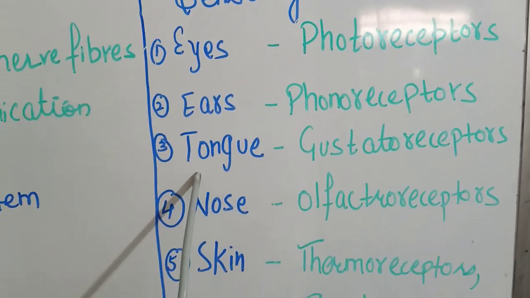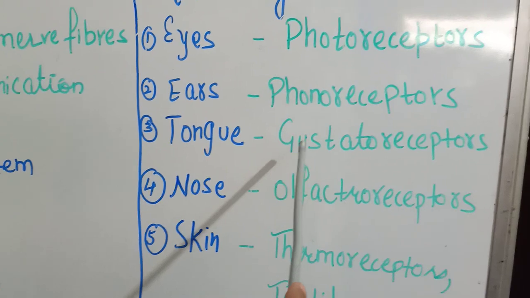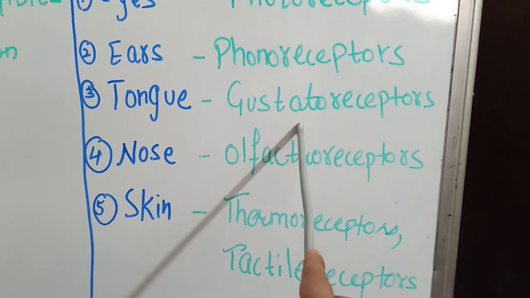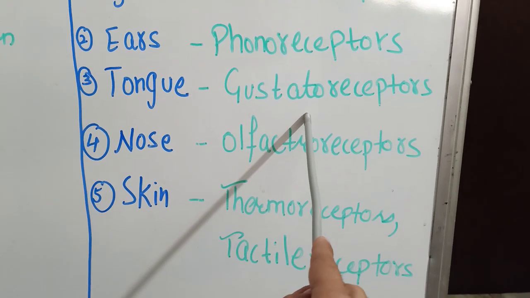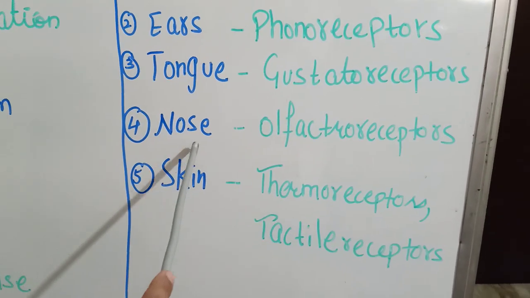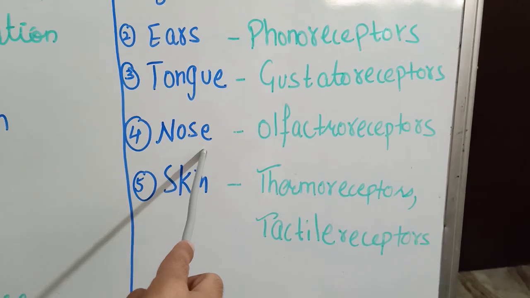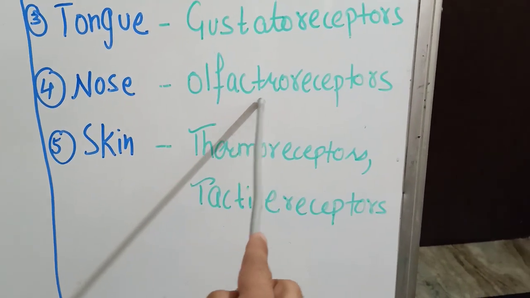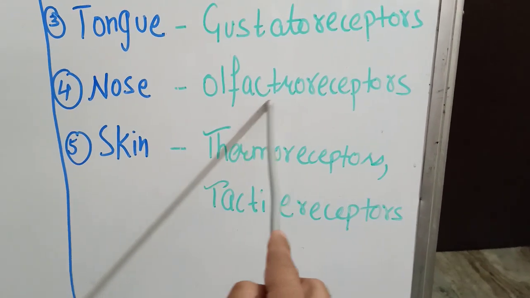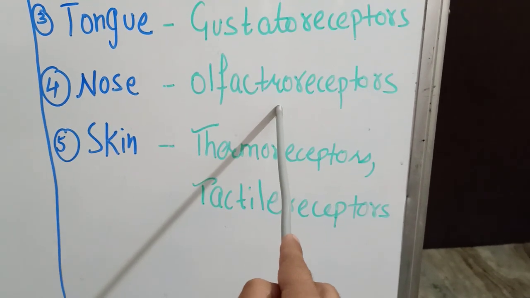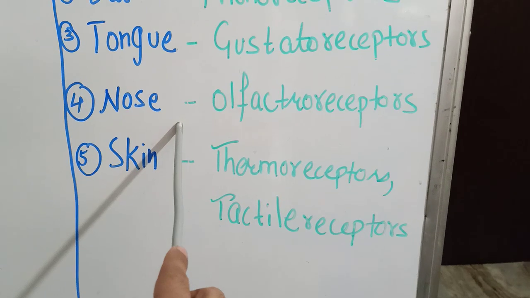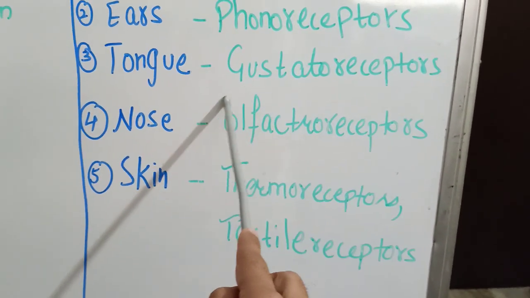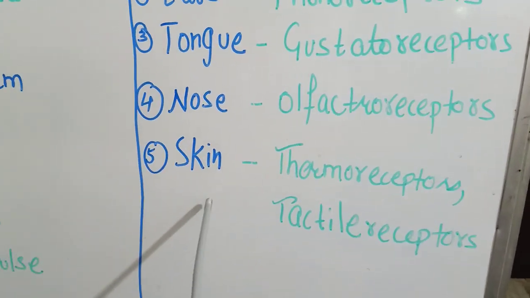The next type is the tongue. Tongue receptors are also known as gustatoreceptors, as they receive the stimuli regarding taste. Nose is the next important sense organ present in our body. They are also known as olfactoreceptors, and here olfacto means smell. So we know that the nose is a sense organ in our body with receptors which take in smell.